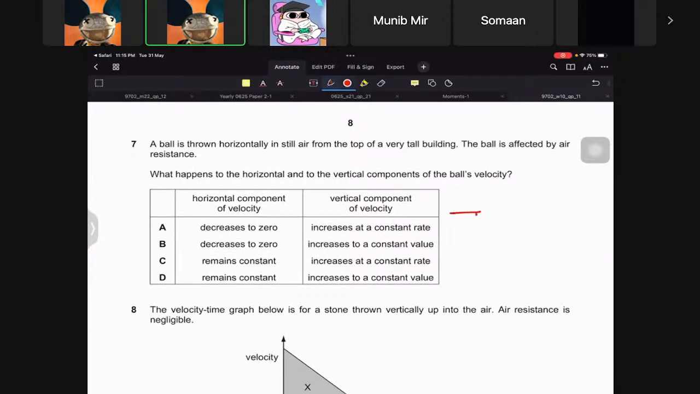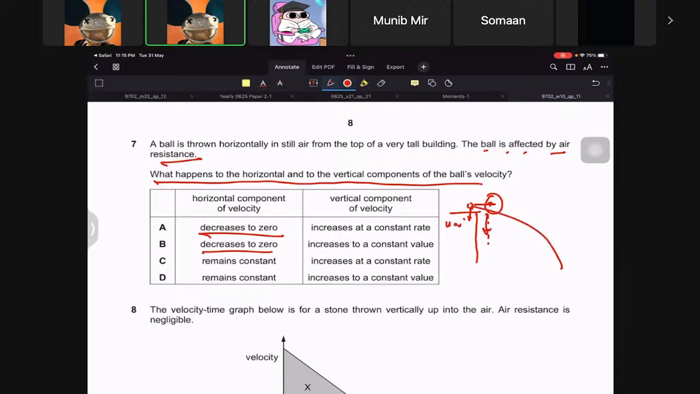So a ball is thrown horizontally and the ball is affected by air resistance. What happens to the horizontal and vertical components of the ball? So air resistance not only will affect the vertical component, but it will also affect the horizontal component. The horizontal component will basically decrease to 0 because air resistance opposes it. The vertical velocity, initially it will be 0, but as it falls down, the vertical velocity will increase, but it will reach terminal velocity, so it increases to a constant value, has to be P.